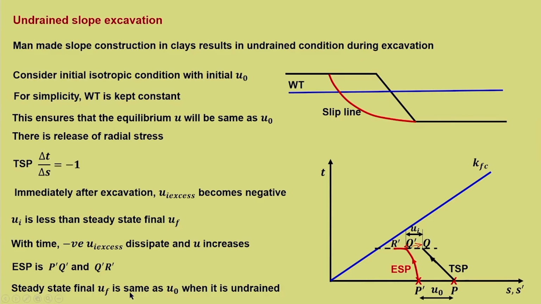So, the steady state final UF, that is when it reaches equilibrium, is the same as U naught when the condition is undrained. So, this is the final pore water pressure, which is the steady state or equilibrium pore water pressure UF, and you can see that UI is less than UF. Now, this UF is equal to U naught because of our assumption, provided the condition is undrained. When the water table starts changing because of drained condition, then the final pore water pressure will not be the same as the initial pore water pressure. So, this is the condition where it is undrained and the water table is still uniform.